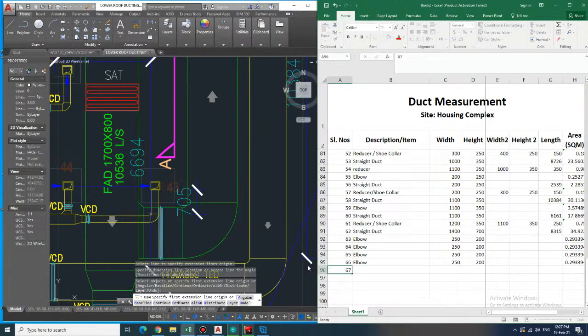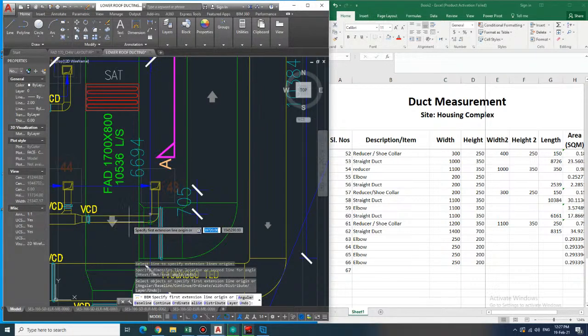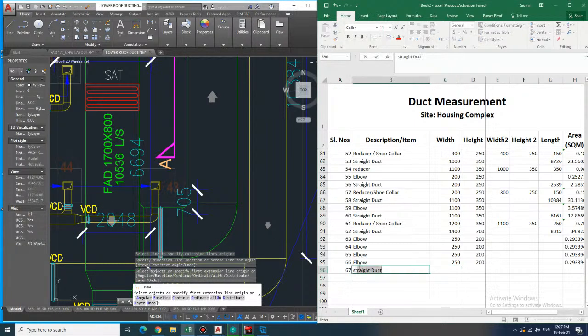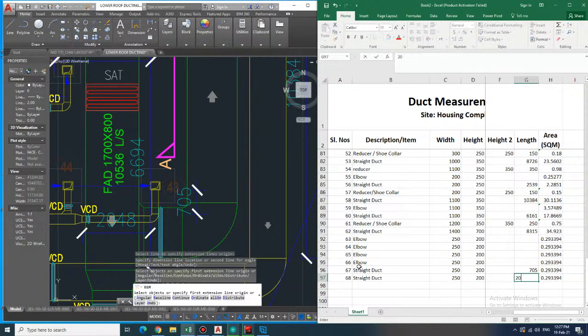Go to 67 straight, 250 by 200, 705. 68 straight duct, 250 by 200, 2048. How is it coming like this?